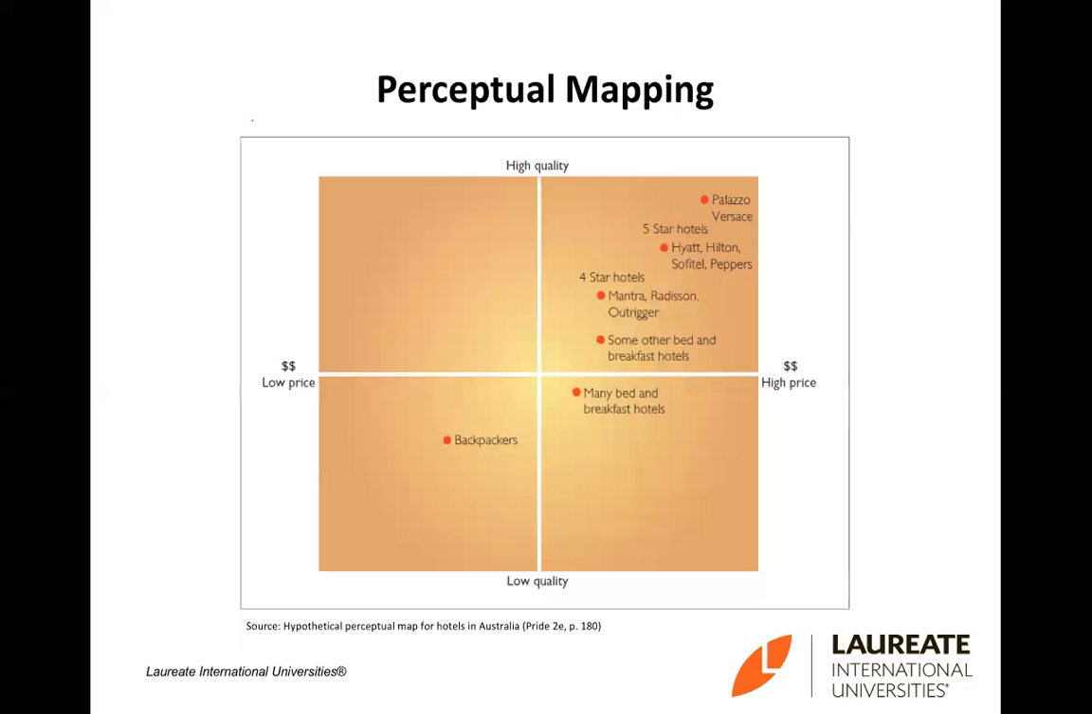And this perceptual mapping is also important for us. We can also think about, if you look at this diagram, we find that basically the high price, high quality type of diagram quadrant is quite crowded. So if you consider launching a new hotel brand with high quality, high price, then you need to consider that the market is very crowded, and customers have lots of options already.